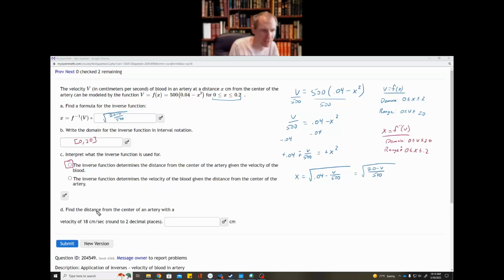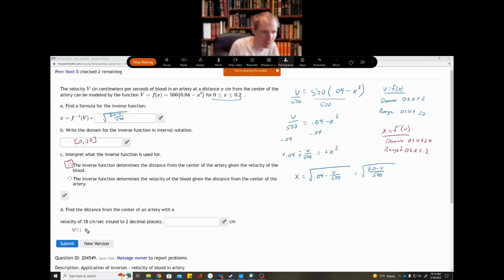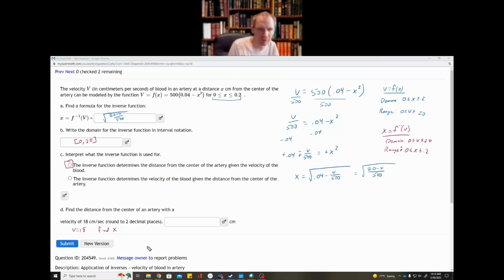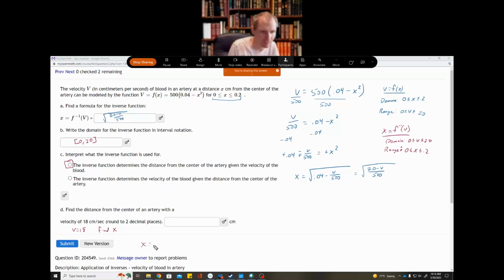Okay, and finally, find the distance from the center of an artery with a velocity of 18. So we're given v equals 18. We want to find x. So if I want to find x, I want to use my x equals equation, right, which is the inverse function, and I just plug in 18 for v. Okay.